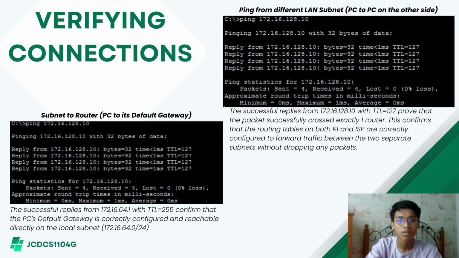Next is our group project verifying connections. As you can see here, first up we have the scenario in which the PC pings its default gateway, which is successful with no loss, showing that the configuration of the default gateway is correct. Up next is the scenario in which we are pinging from a different LAN subnet, meaning a PC from LAN A to a PC from LAN B. As you can see, it is also successful and shows that the packet crossed exactly one router.